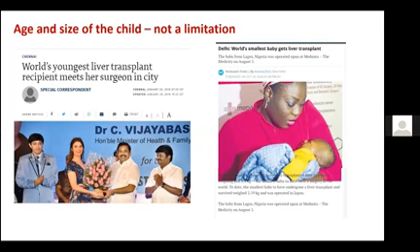So this is another story where a 2.1 kilo child was transplanted, again for gestational alloimmune liver disease. All these stories emphasize that there is no younger age limit or weight limit. It all depends on the resources you have.